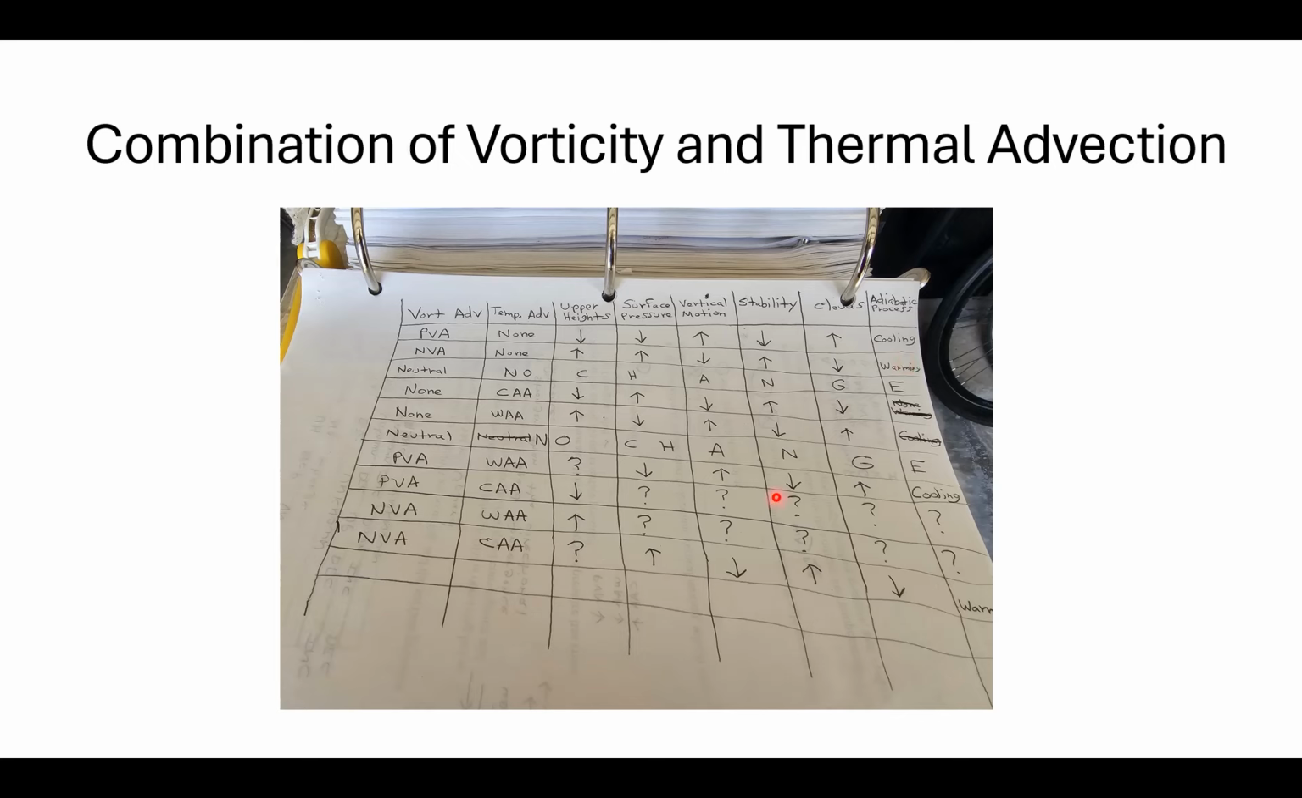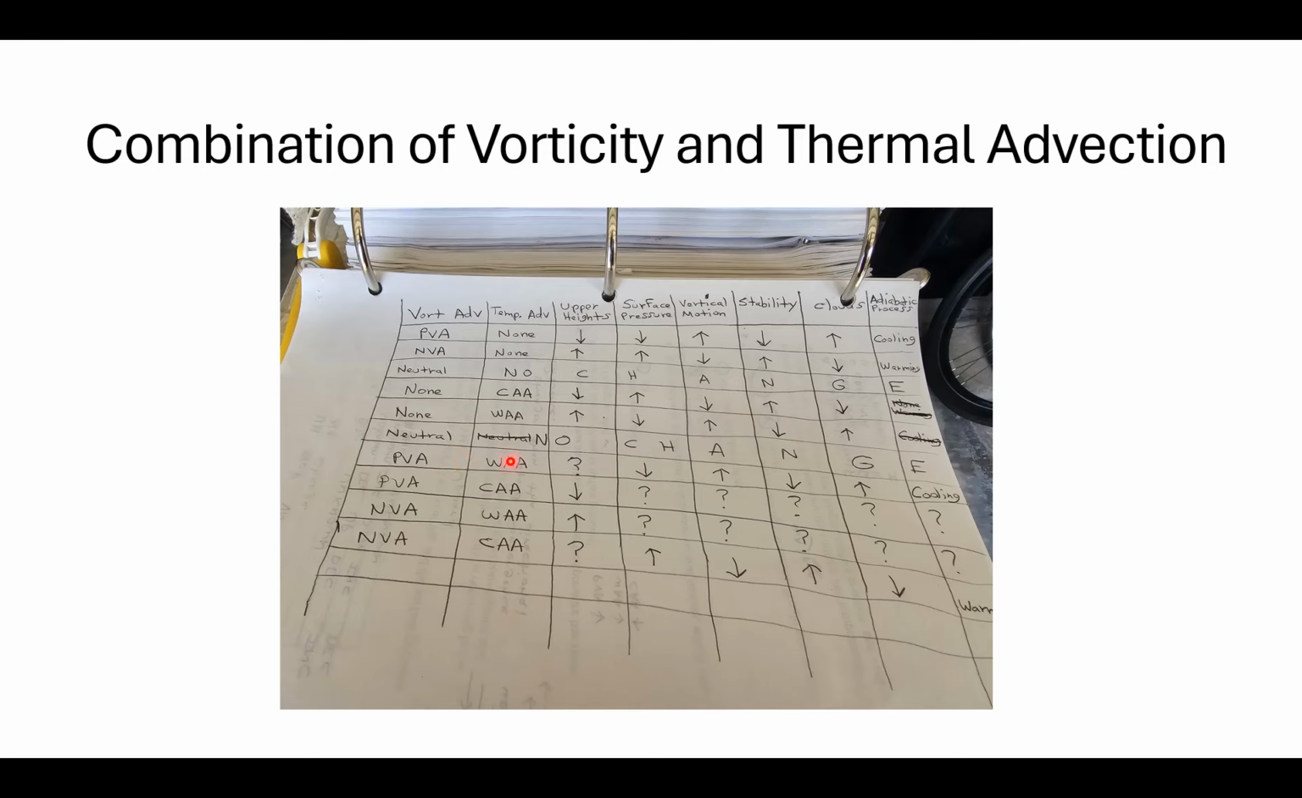So this is a nice chart that encapsulates everything we've talked about up to this point in the training series from this particular summer. Let's look at a couple of combinations. What happens if we have positive vorticity advection, PVA, plus warm air advection, WAA? What's this going to do to my upper heights? Well, we really don't know, because warm air advection is generally going to cause my upper heights to rise, but perhaps we have an offsetting effect with positive vorticity advection.